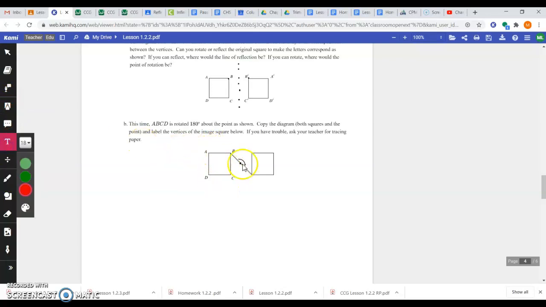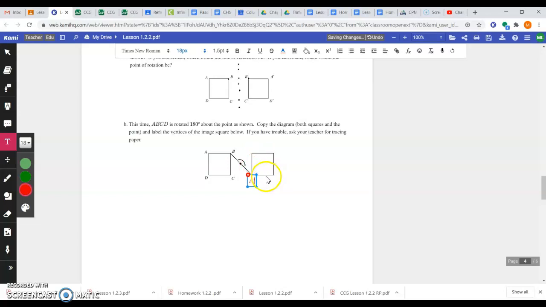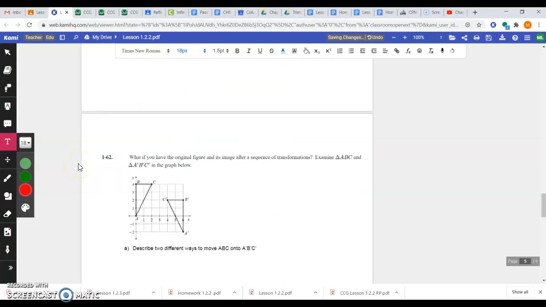If this was moved 180 degrees, that means A prime is now down here. Sorry, excuse me, that's not right. A prime is over here. B prime is down here. C prime is going to be up here. And then D prime is over here, because really what happened is that shape just got flipped upside down. Got flipped 180 degrees. Okay.